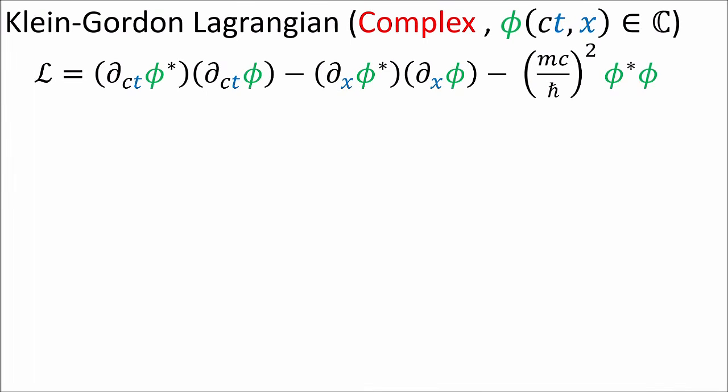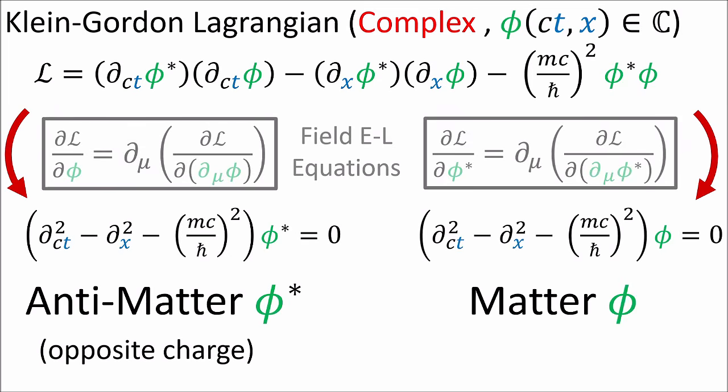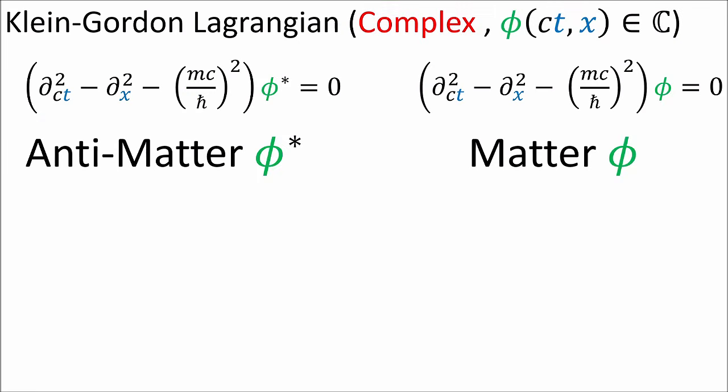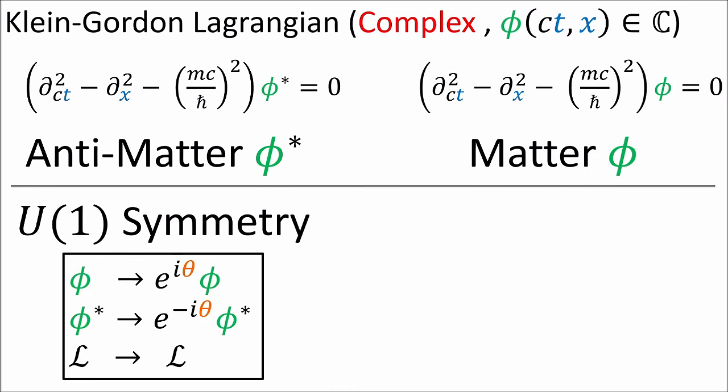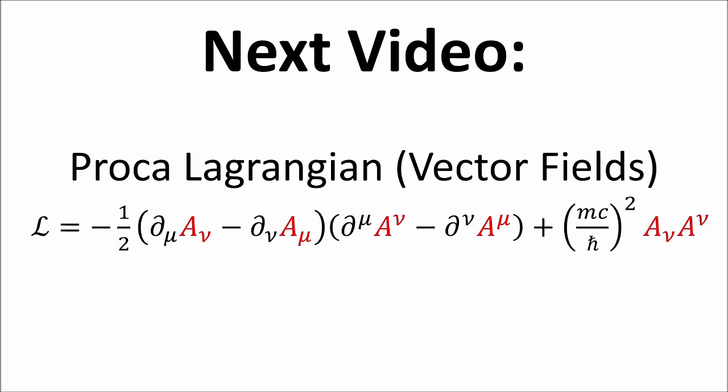Finally, we learned about the complex Klein-Gordon field, which gives both matter and antimatter solutions. And we learned that the U1 symmetry of this Lagrangian leads to a conserved current, which is the electric current 4-vector, and this obeys a continuity equation. In the next video, we're going to look at the Proca Lagrangian, which describes vector fields.